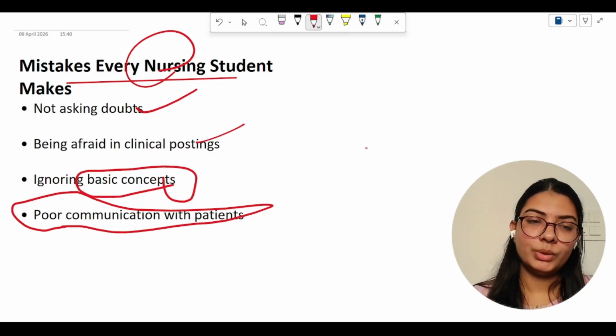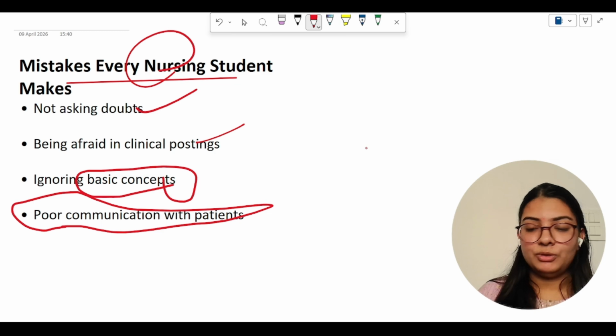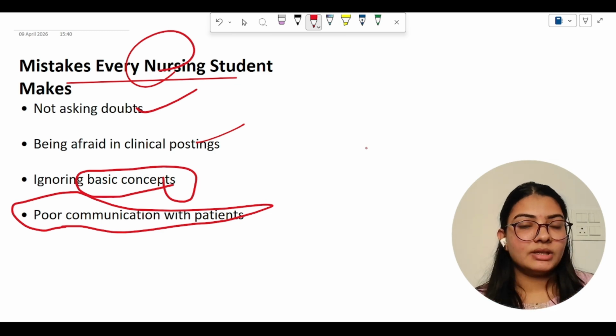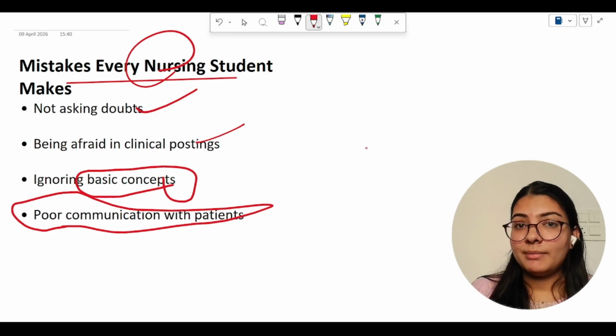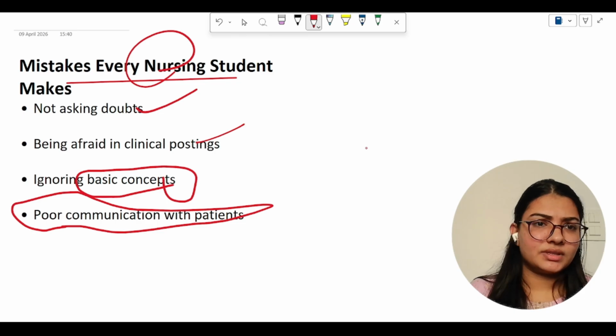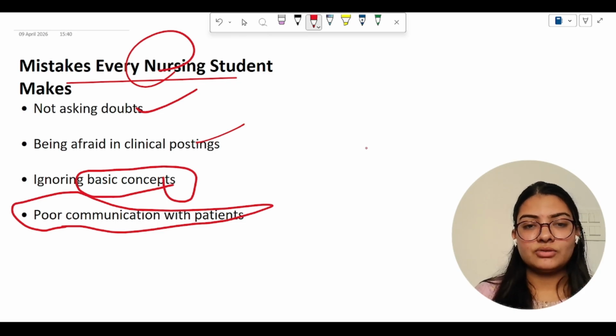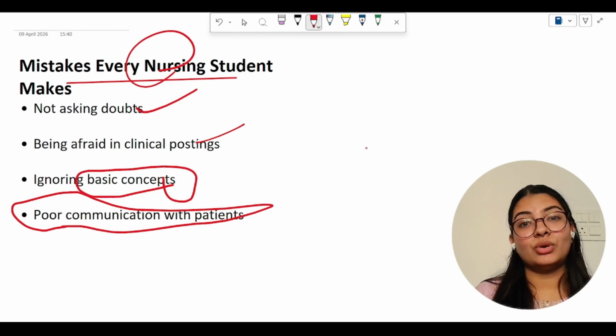But when you come back, this fight will start inside your brain. At one time, you will be thinking that I should have gone to my senior, I should have asked, or you might be thinking, why are my basics not clear, why do I not know what the effect of this drug is, or what the class of this drug is, or what the use of this drug is. So you put yourself in a sort of dilemma. This happens with many of us, sometimes on a daily basis.